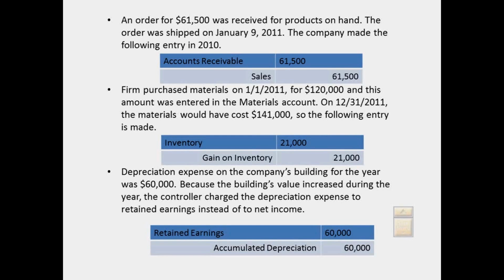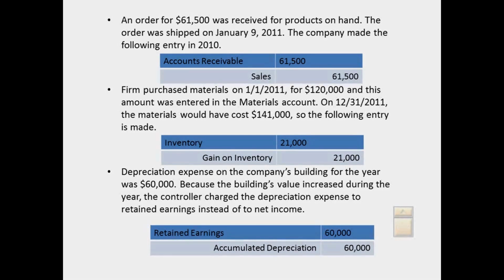Okay, an order for $61,500 was received for products that were on hand, and the order was shipped on January 9th. On January 9, 2011, the company made the following entry in 2010: accounts receivable 61.5, sales 61.5. Can you do that? Why not? Okay, it hasn't been executed, so you can't recognize this transaction until it's been executed. So it doesn't meet the conditions of recognition or realizability, because you can't realize that accounts receivable until you actually send them the product.